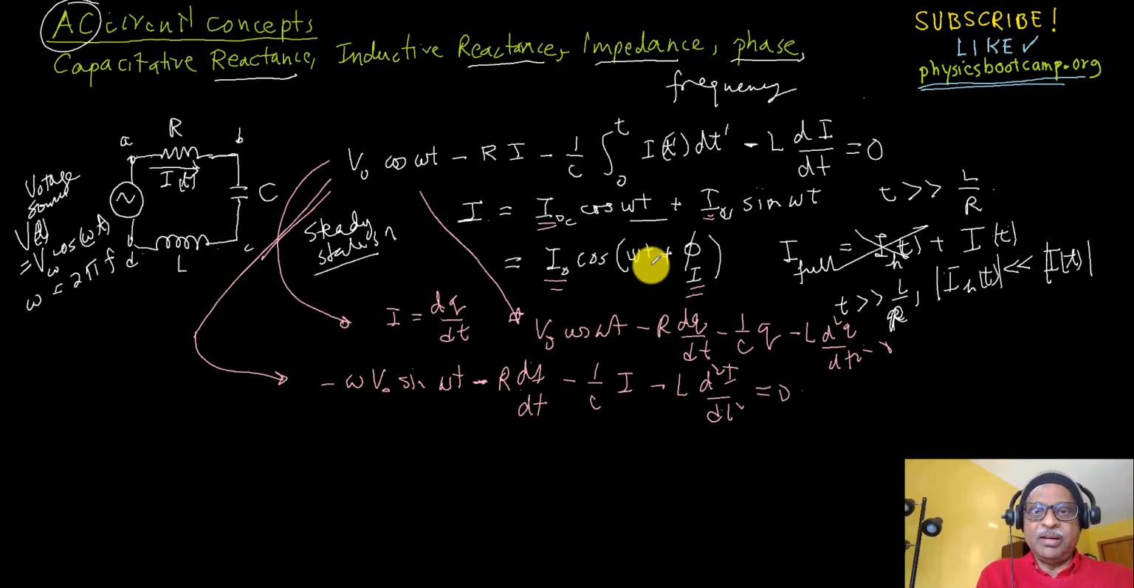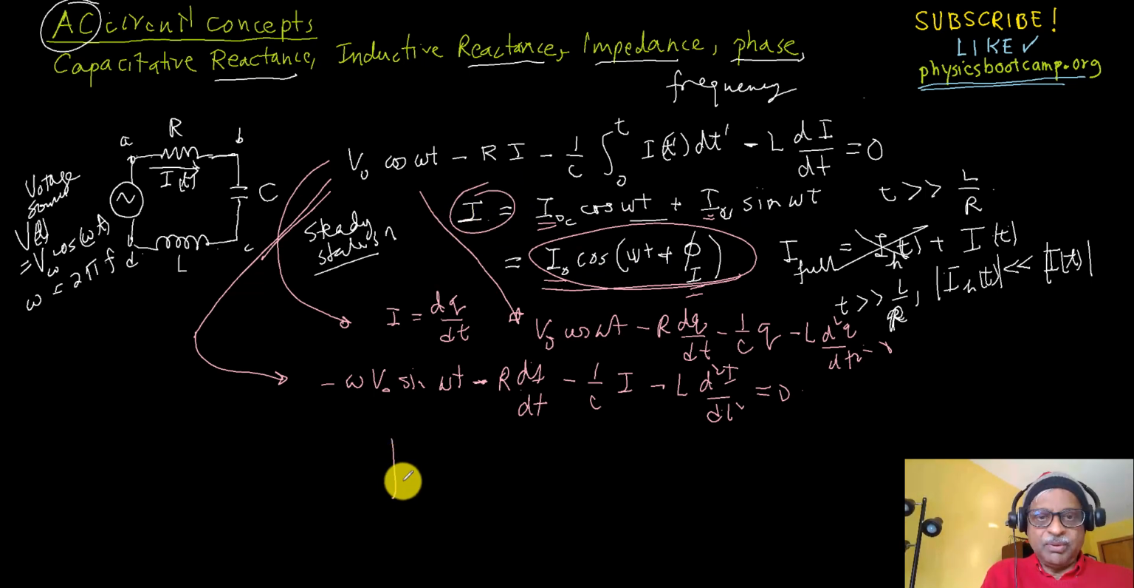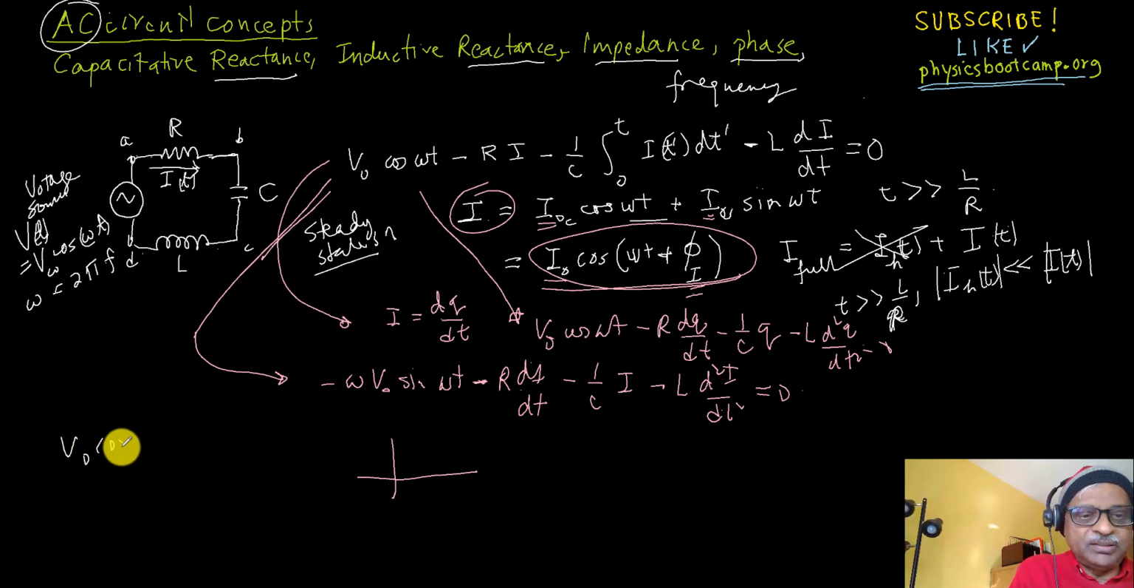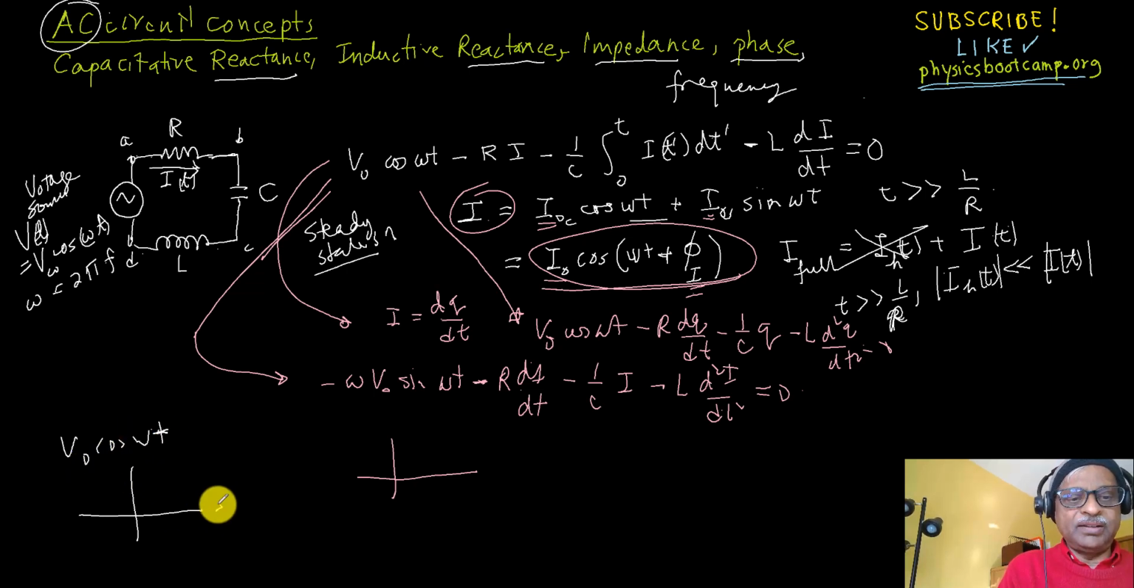And you may want to work out, and I'm just going to write the final answer, what it looks like. So the way we represent these is, at t equal to 0, we write it like this, and think of this as an angle. Think of v0 cosine omega t as a vector in this space. So this is some I hat direction, and this is some j hat direction.